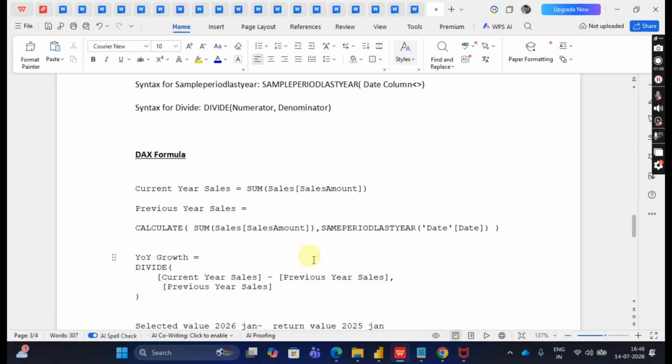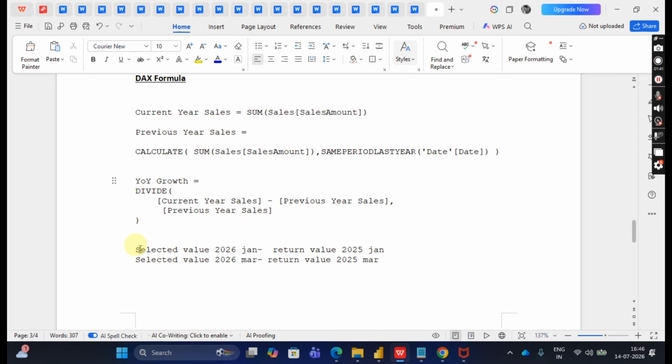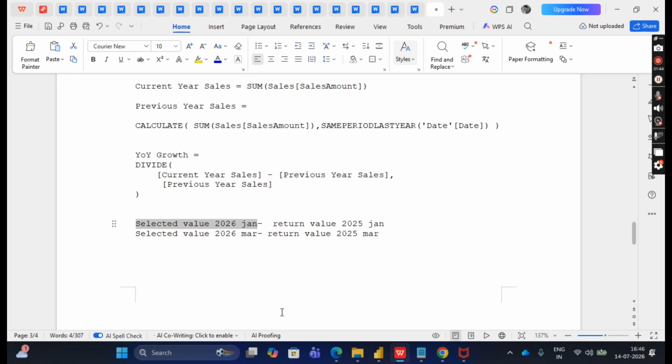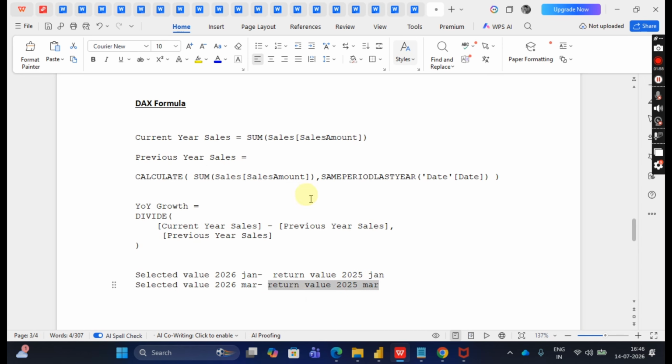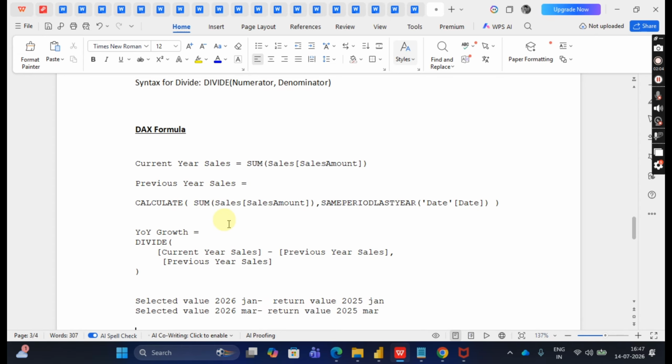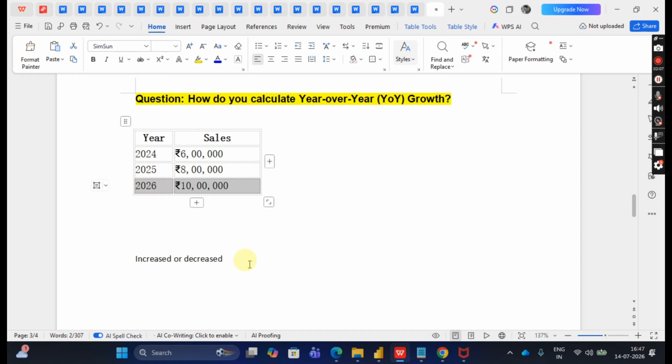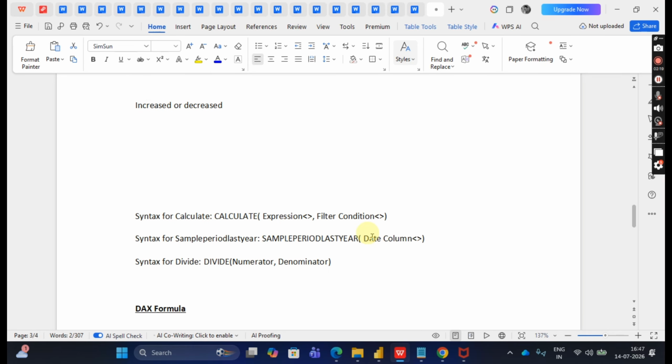For example, if the report is showing January 2026, it will automatically retrieve the date for January 2025. If the report is showing March 2026, it retrieves the dates of March 2025. So it always compares the same period but from the previous year. Suppose the report is filtered to 2026 and the current year sales measure returns 10 lakhs. The previous year sales measure automatically shifts to 2025 and returns rupees 8 lakhs. We will use these two measures in the next step to calculate the year-on-year growth.